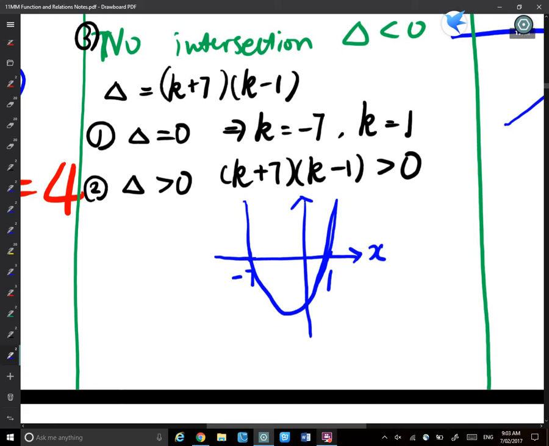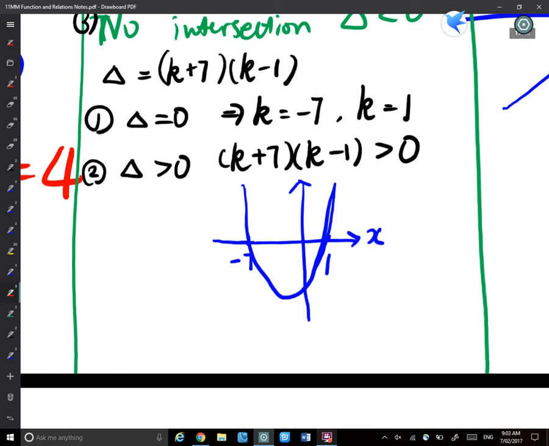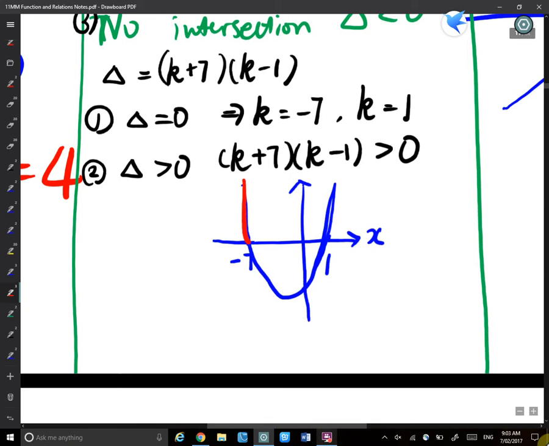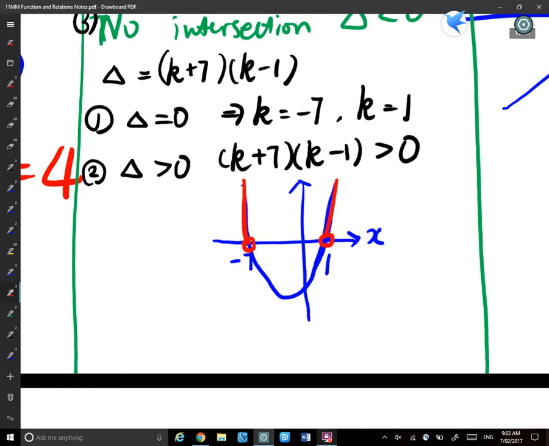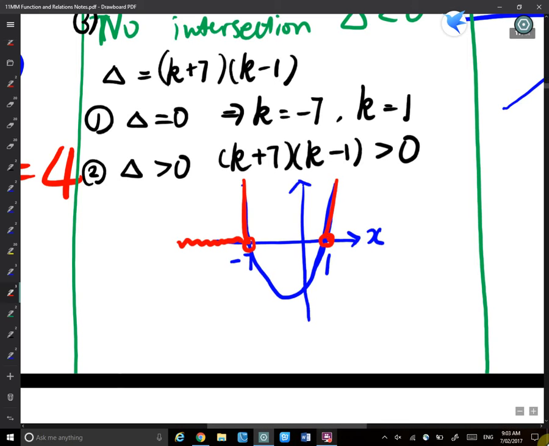Now I need that to be greater than 0, which means the y value is greater than 0. When is the y value greater than 0? It's this part of the graph and this part of the graph. But that needs to be an open circle because I'm not taking 0. It's everything above the x-axis. Which x values correspond to those y values? It will be this part and this part of the x.